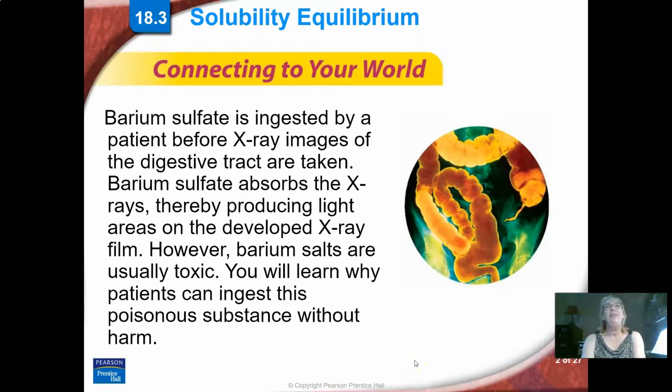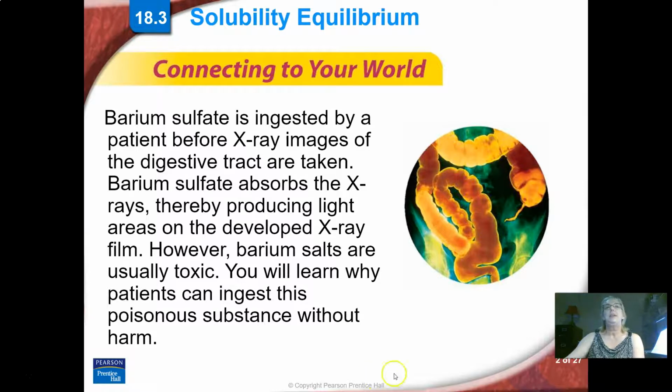Okay, we're going to talk about solubility equilibrium and something called KSP in this section. If you've ever had to have a barium swallow, or you know someone who has, they're using that compound, you're swallowing it and it goes through your digestive tract and your intestines, and it shows if there's any problems in those areas. These barium salts are usually toxic, but we're going to talk about why it's okay to swallow this even though it's toxic in this section.